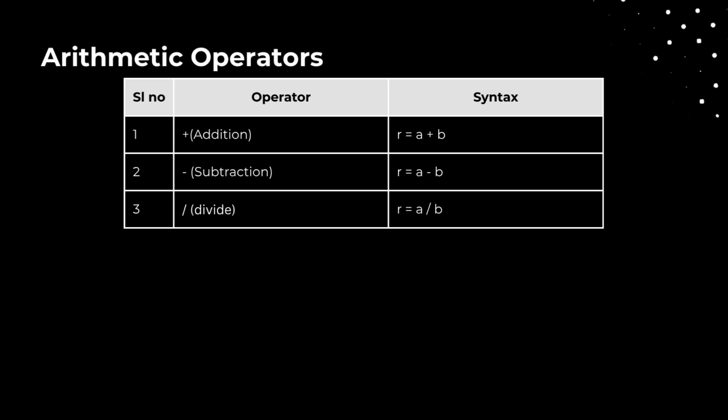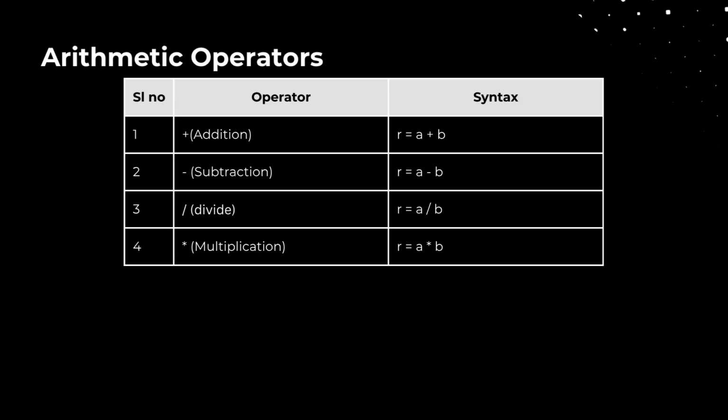For division, the syntax is R = A / B. This operator returns the quotient after dividing the first operand by the second operand. For example, if A is equal to 15, B is equal to 4, then A / B is equal to 15 / 4, which is equal to 3.75.